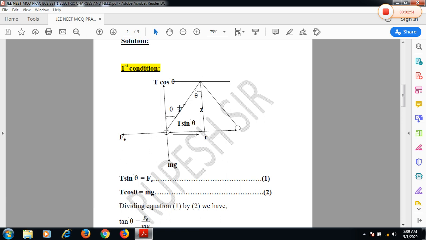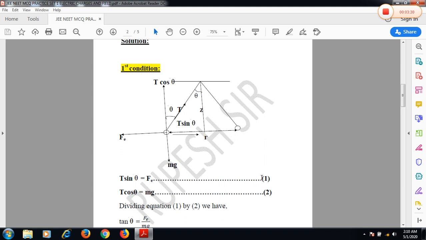So we are resolving this tension vector into T cos theta and T sin theta. Here Fe is the repulsive force acting on this ball by this ball, and mg is the weight of this ball. So T sin theta is balancing Fe, the repulsive force acting on this ball by this ball, and T cos theta is balanced by the weight of this ball, that is mg.